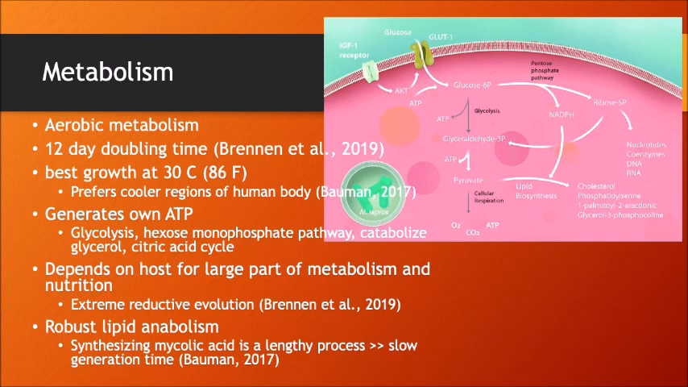It grows best at about 30 degrees Celsius, preferring cooler regions of the human body, like the skin, peripheral nerves, eyes, upper respiratory tract, anything that's cool. It does generate its own ATP, uses glycolysis and the citric acid cycle, but it depends upon its host for a large part of the metabolism and for nutrition, and has extremely reduced the genes in its genome, preserving only what it needs to survive, relying on the host for the rest. It does have a robust metabolism though, and can synthesize many types of lipids.